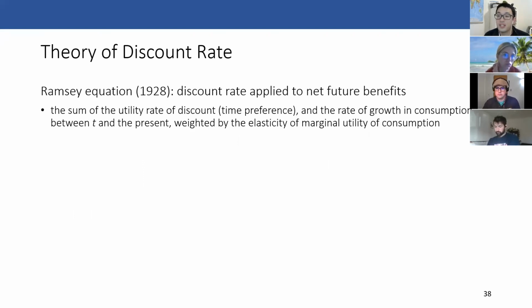So, the Ramsey equation: a discount rate applied to net future benefits. This is one of the oldest documented concepts of thinking about discounting. The way this is explained is, you have the sum of the utility rate of discount, so your time preference, and the rate of growth in consumption between whatever time period and the present. And that's weighted by the elasticity of the marginal utility of consumption.